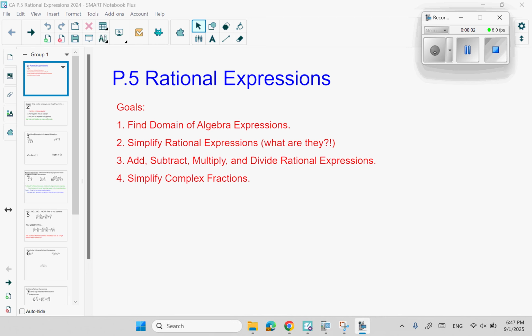Hello, and welcome to today's College Algebra, Section 5, Rational Expressions. Rational expressions simply means fractions. So today we're going to work with fractions, whether we're going to work with domain restrictions in general, add, subtract, multiply, and divide fractions, and simplify as best as we can.